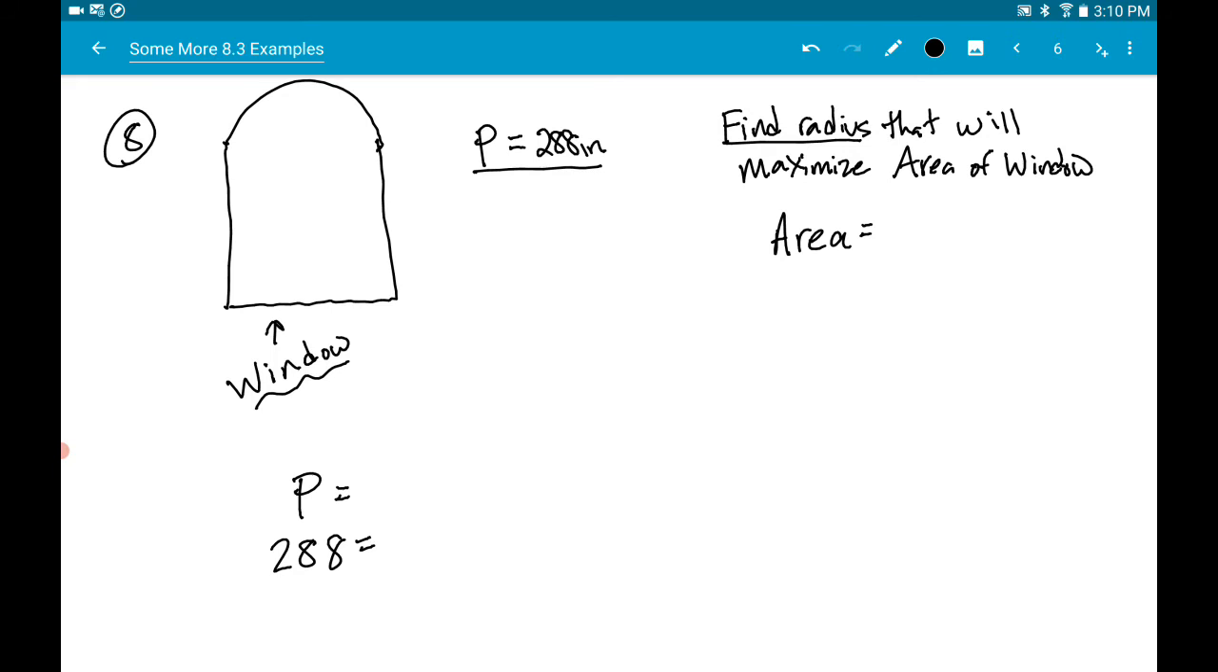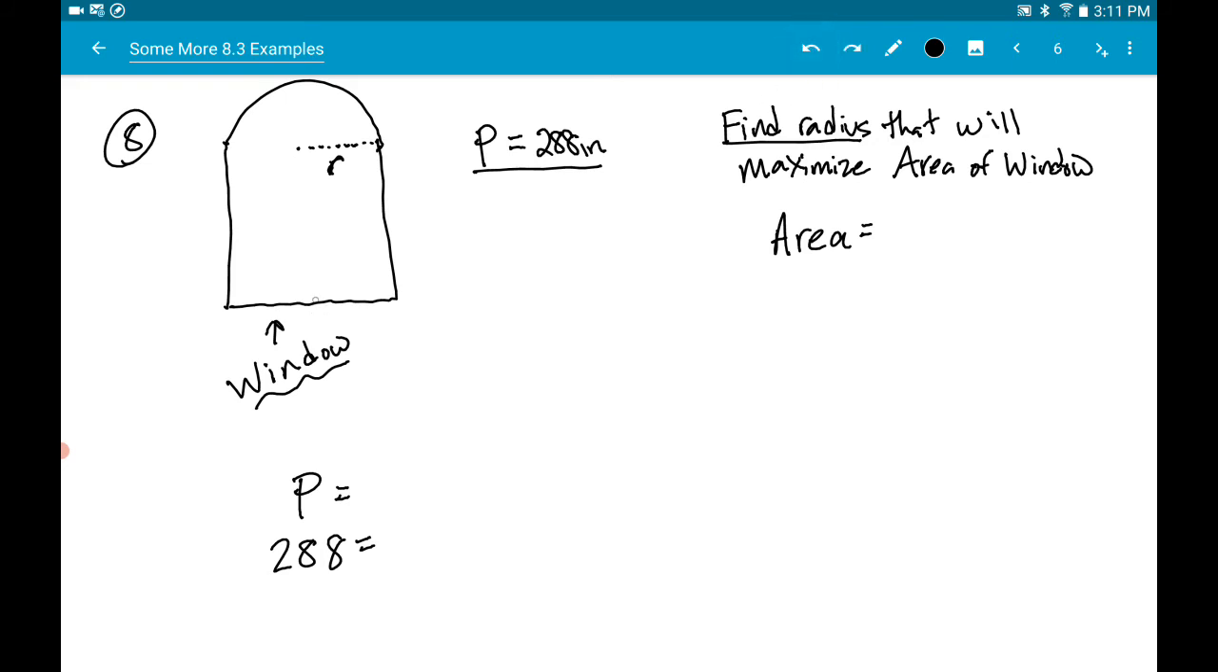So before I find either one of those, you always need to either label your picture or look at a labeled picture. You need to put some variables on it. So I'm going to do this a little bit different perhaps, but I'm going to put an R here for radius. It's very tempting down here at the bottom to write x, but I want to try to keep it with as few variables as possible.